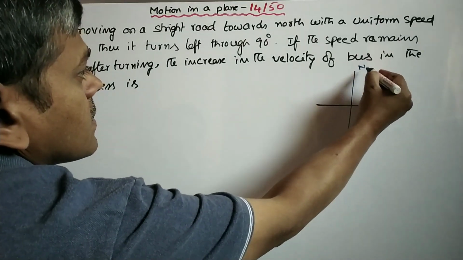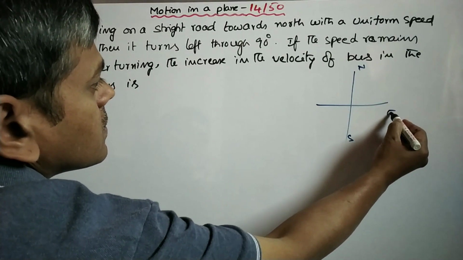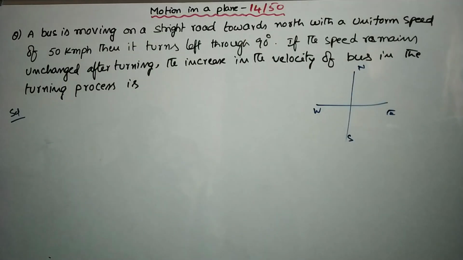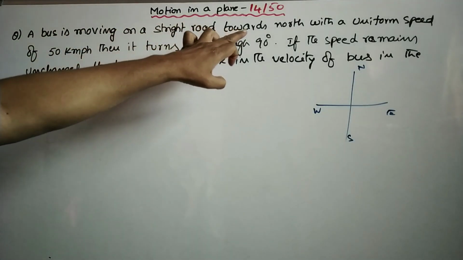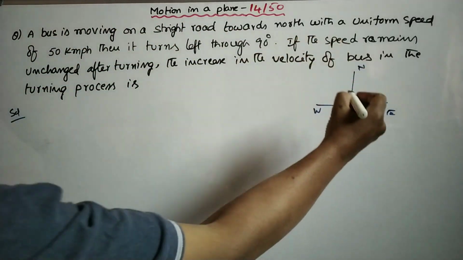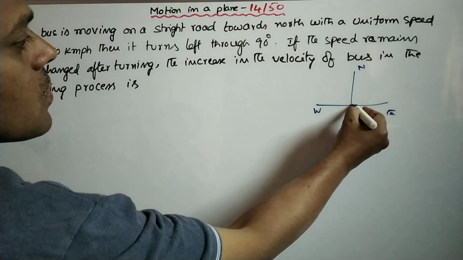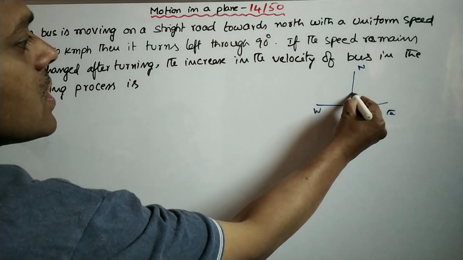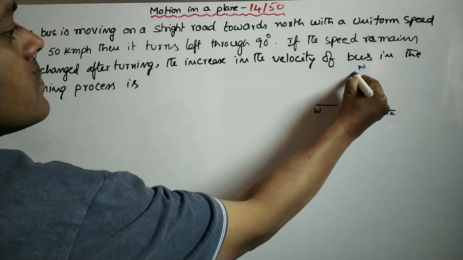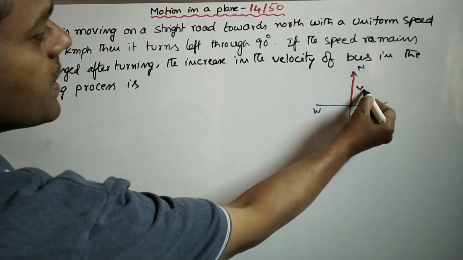This is the north, this is the south, this is east, and this is west. What is given? A bus is moving on a straight road towards the north with uniform speed. Suppose it started its journey from this origin. It moved towards the north with a speed of 50 km/h.